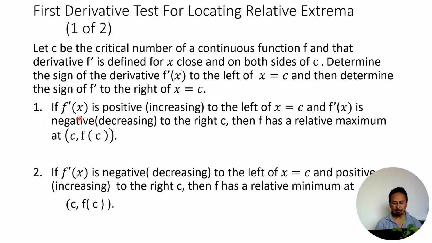Number 1. If f prime x is positive to the left of x equals c and f prime x is negative to the right of c, then f has a relative maximum at c, f of c. Number 2. If f prime is negative to the left of c and positive on the right of c, then f has a relative minimum at c, f of c.